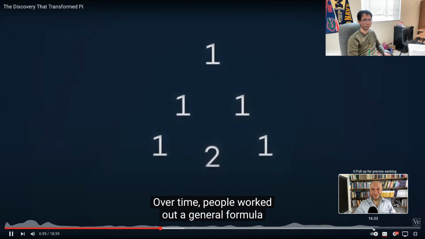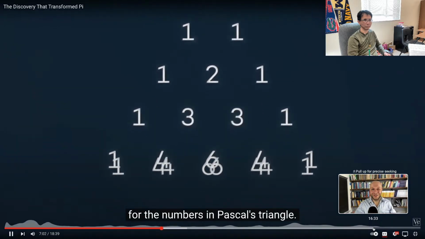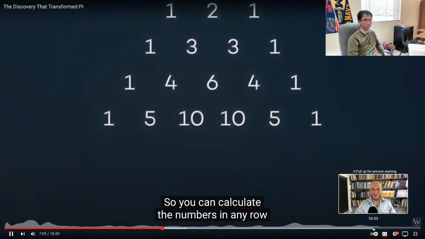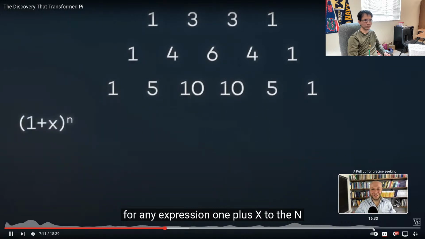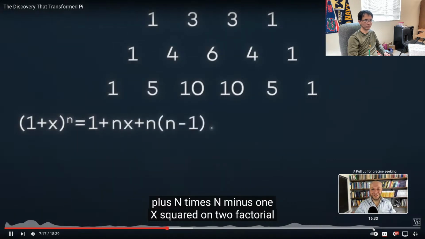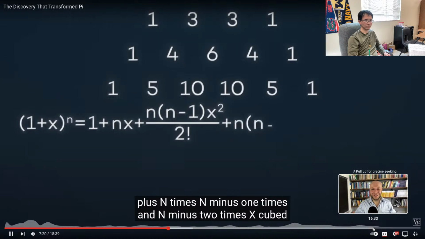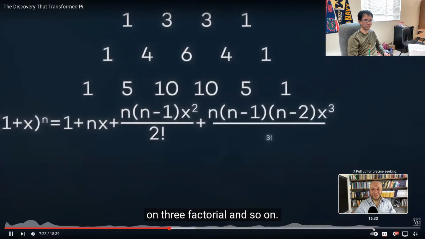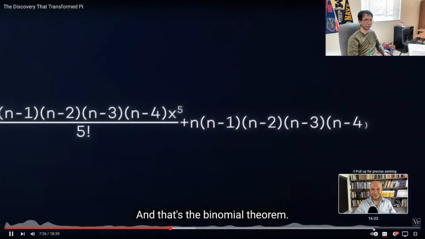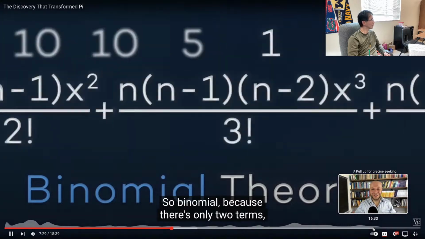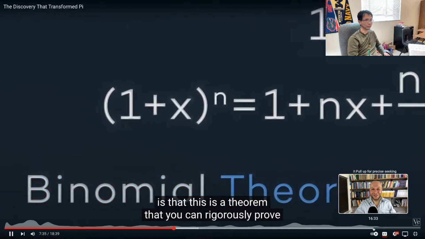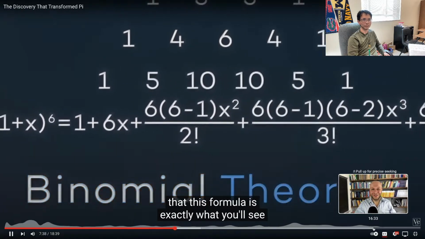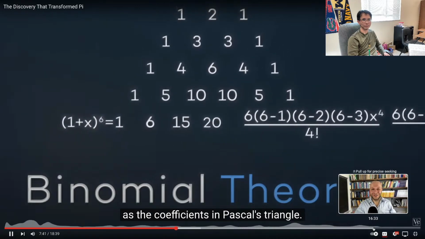Over time, people worked out a general formula for the numbers in Pascal's triangle, so you can calculate the numbers in any row without having to calculate all the rows before it. For any expression (1 + x)^n, it is equal to 1 + n x + n(n-1) x^2 / 2! + n(n-1)(n-2) x^3 / 3!, and so on. Does that look familiar? That's the binomial theorem. Binomial, because there are only two terms, 1 and x. And theorem, because you can rigorously prove that this formula is exactly what you'll see as the coefficients in Pascal's triangle.